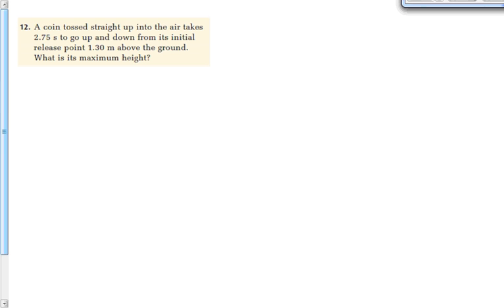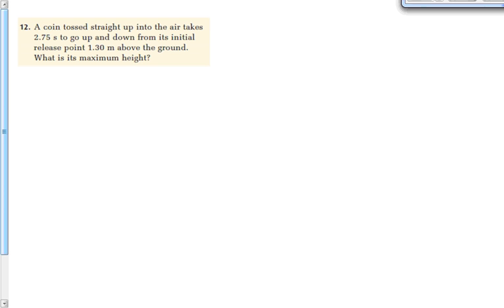Number 12. A coin tossed straight up into the air takes 2.75 seconds to go up and down from its original position, from its initial release point, 1.3 meters above the ground. What's its maximum height? There's a good question. These are getting better and better, or more challenging and more challenging.